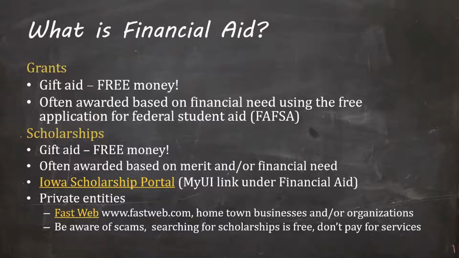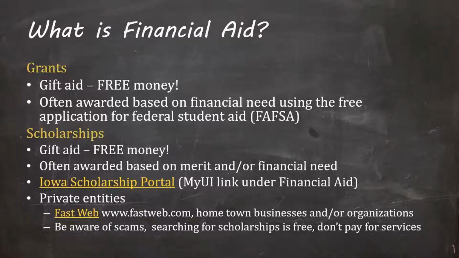Through the University of Iowa, for undergraduate students, the scholarship research tool is called the Iowa Scholarship Portal, which I'll talk more about later and give an example. That scholarship portal, the link is located in your MyUI account under financial aid. Another resource to look for scholarships can also be private. After you check out the Iowa Scholarship Portal for undergraduate students, I would also recommend undergraduates and even graduates check around online. There's a free scholarship search engine called FastWeb.